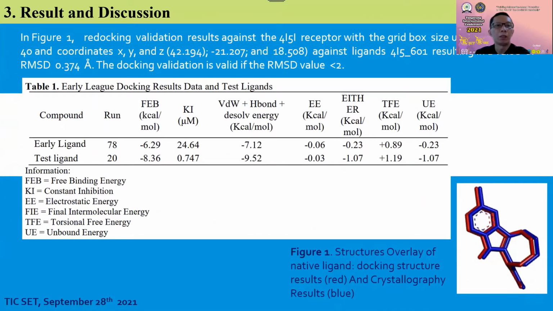From our research, we get some data. In the redocking validation, we redocked the 4I5I receptor with a grid box size of 40, 40, 40, and coordinates X, Y, and Z in these parameters, against the ligand from the crystallography, resulting in an RMSD value of 0.374 angstrom. With this RMSD result, the docking validation is valid because the RMSD value is less than 2.